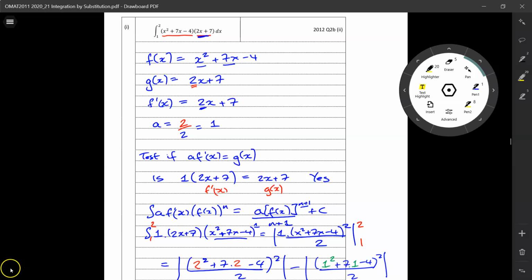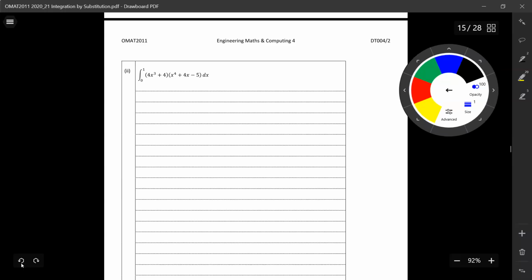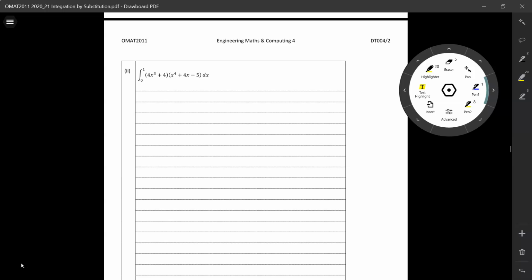So here we have question 2 in the handout. Once again, we have two functions, and we go to the function with the higher power. So we set here the function with the higher power, f of x, equal to x to the power of 4 plus 4x minus 5.